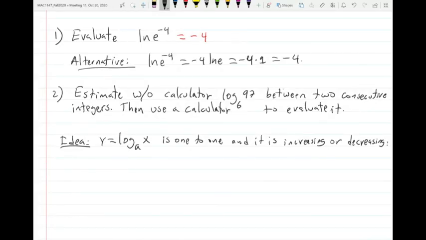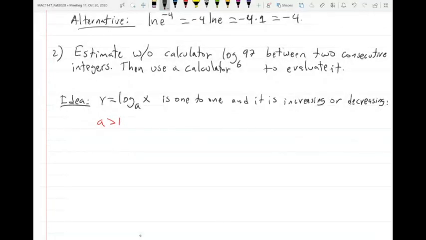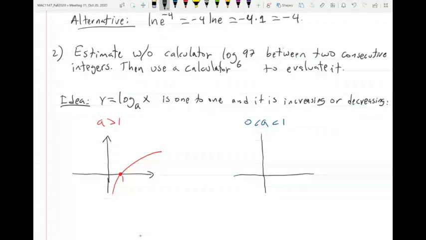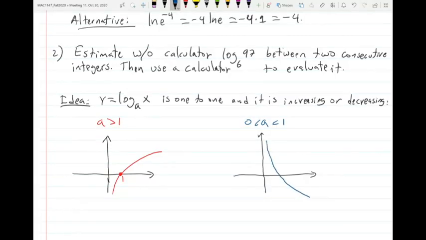And how do you know which one it is? Well, it depends on the base. If the base is bigger than 1, as you know, the function looks like this, going through 1. And if the base is between 0 and 1, then the function is decreasing, once again going through x equal 1. So then it will look like this. That's the graph of the logarithmic function depending on the base.